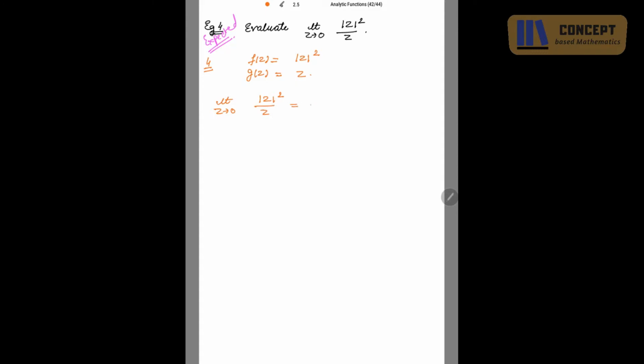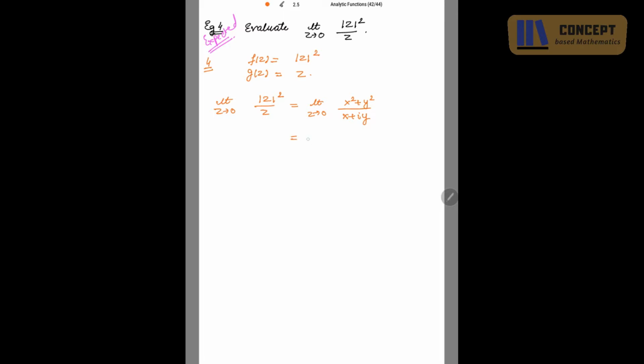This is equal to limit z tends to 0. What is z? This is x plus iota y. So mod of z square is x square plus y square, over z, which is x plus iota y. In this type of question there is no need to consider the functions f(z) and g(z). Just solve this and get to your limits.